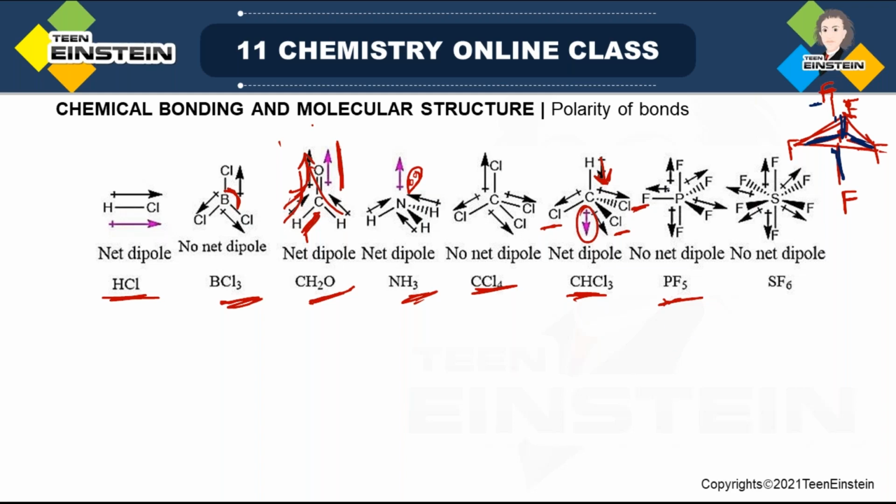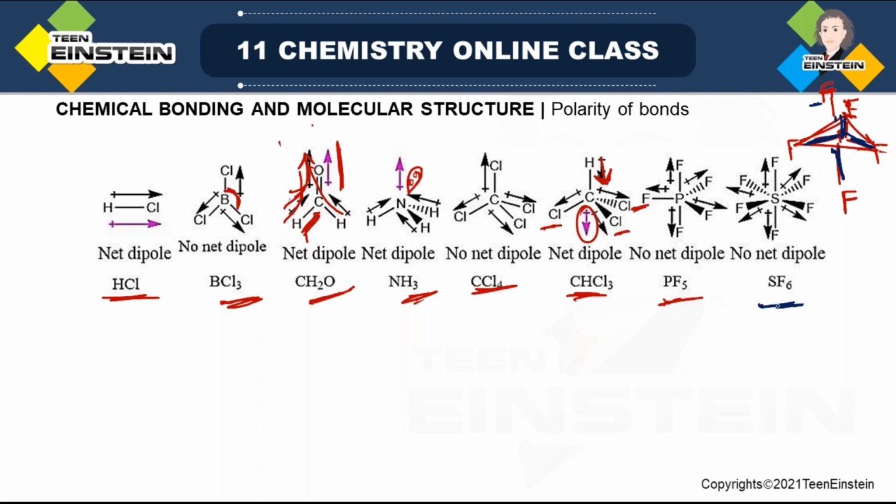And if you look at the arrow, see the direction of arrow, it will obviously be from phosphorus towards fluorine, right? So that is why you can see the direction of arrows, they are cancelling each other, and as a result the overall effect will be that there is no dipole moment.